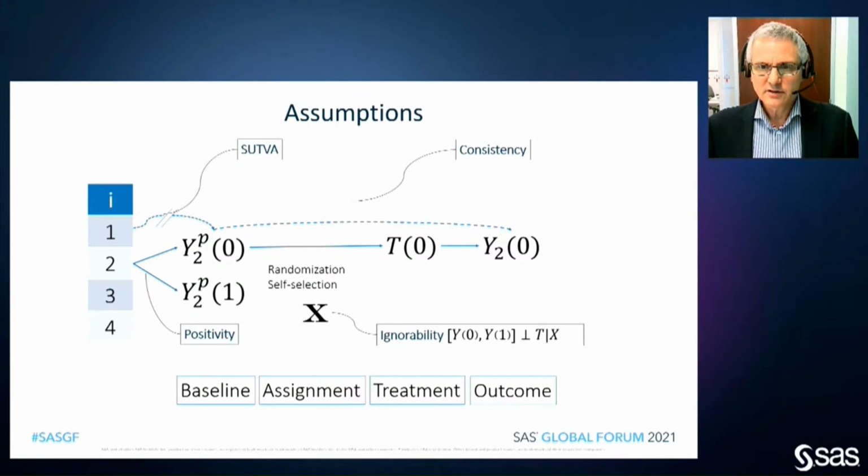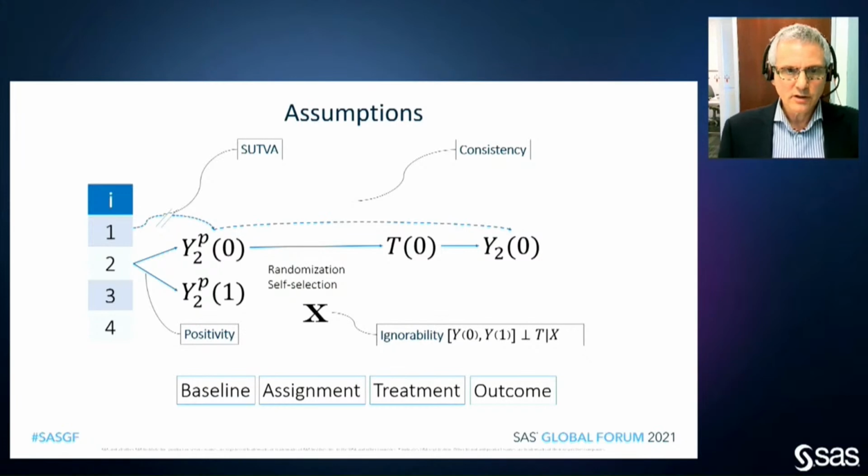Without positivity, it doesn't make sense to consider potential outcomes. If an individual has no chance of receiving one of the treatments, then there is no causal effect of treatment for that individual. So each individual must have a chance of getting each treatment.